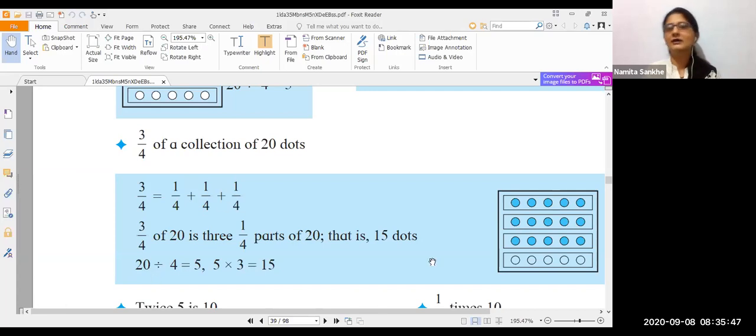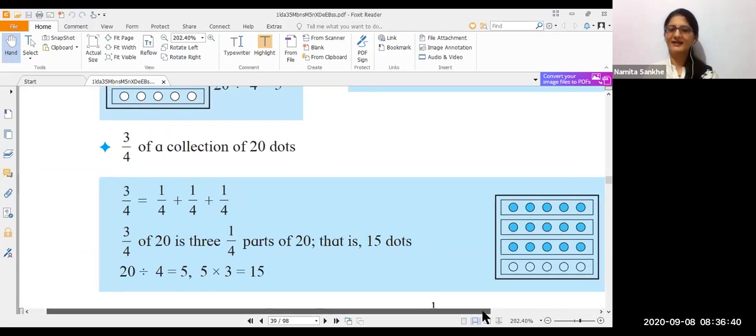So what we are going to do, we will divide this 20 by the denominator. Once we divide, we get 5, which means we get the number of dots in the first row. But we have to calculate it for the 3 rows. So 5 dots in the first row. How many dots will be there in the 3 rows? You can see the answer. Just tell me. I want it from you. See, there are 5 dots in 1 row. How many dots in 3 rows? Yes, children.